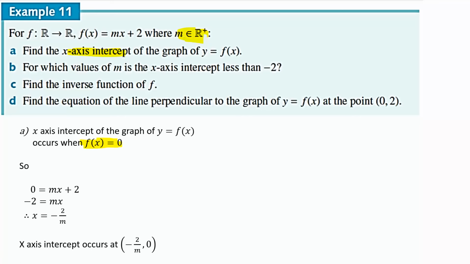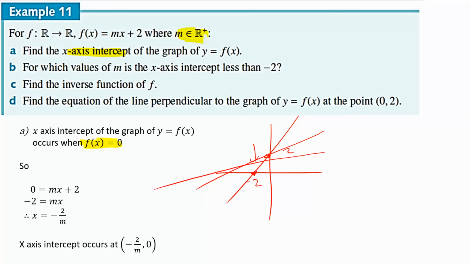Next question, for which values of m is the x-axis intercept less than -2? So now you found the x-intercept. The x-intercept is -2 on m. You're asking now, when will this x-intercept be less than -2? It sounds hard, but it's not, because all you're saying is graphically, the line crosses through 2, and for what values of m will you make sure you have x-intercepts less than -2? So it could be like this, it could be like that. The question is, how do you find that?